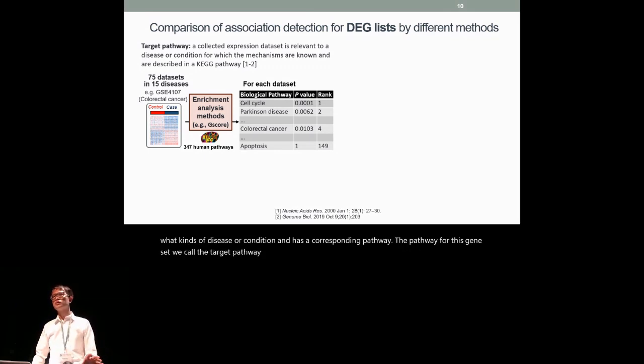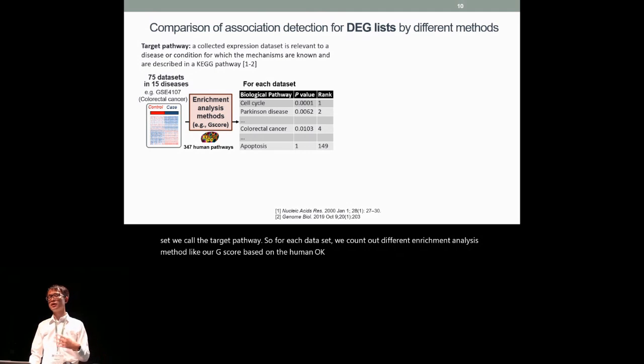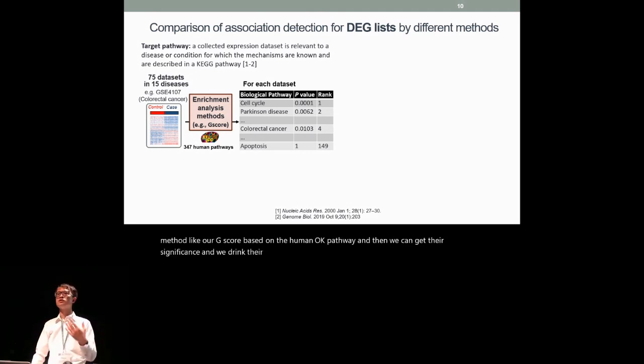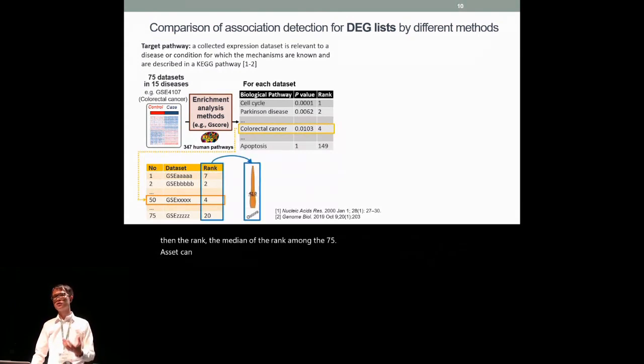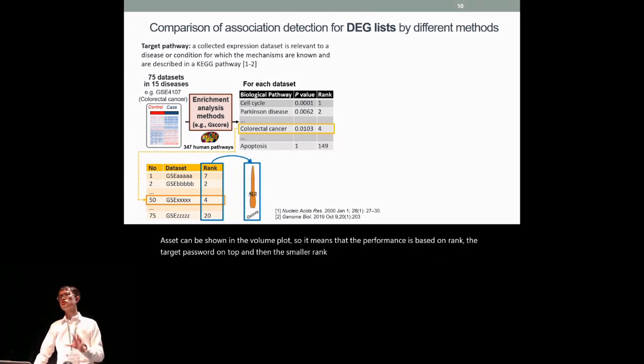So for each dataset, we conduct the different enrichment analysis methods, like our G-score, based on the human KEGG pathways. Then we get their significance, and we rank them from the most significant to the less significant. The median of the rank among the 75 datasets is shown in the violin plot. So the performance is based on ranking the target pathway on top, and the smaller rank value means the better performance.